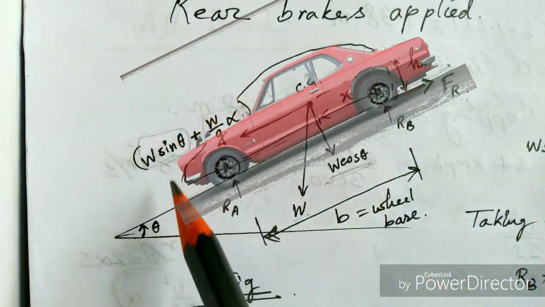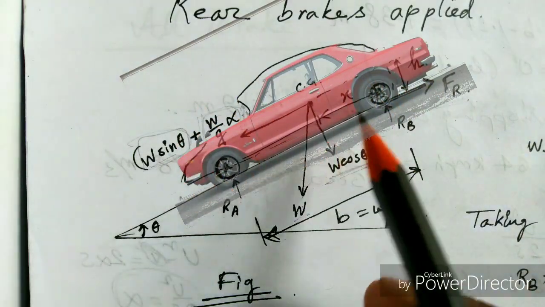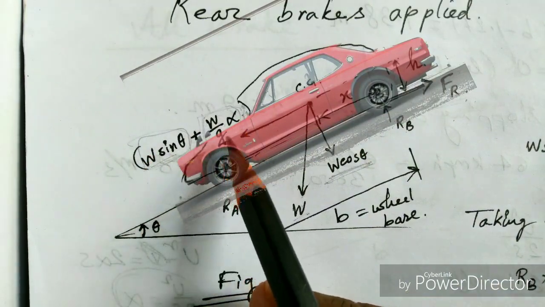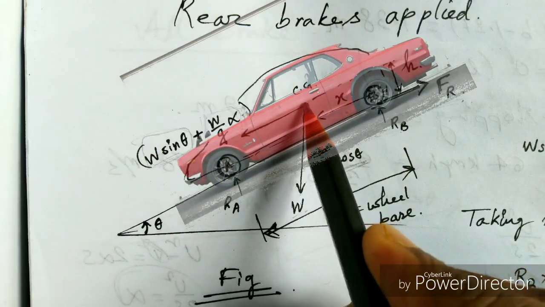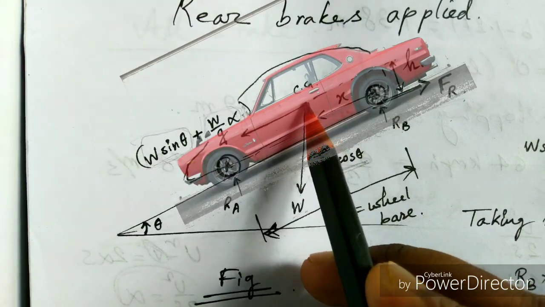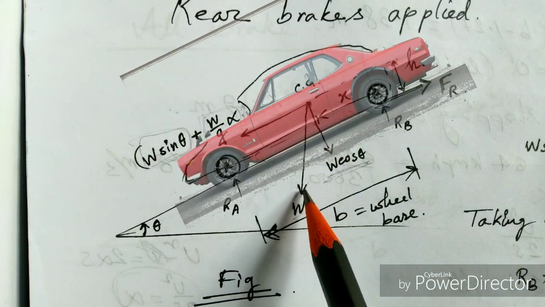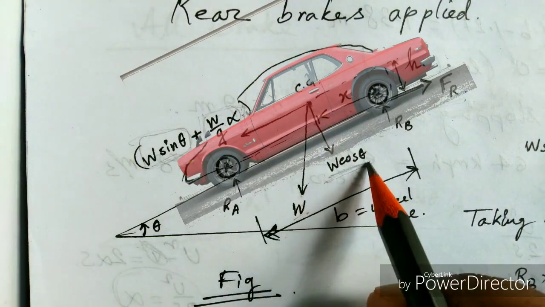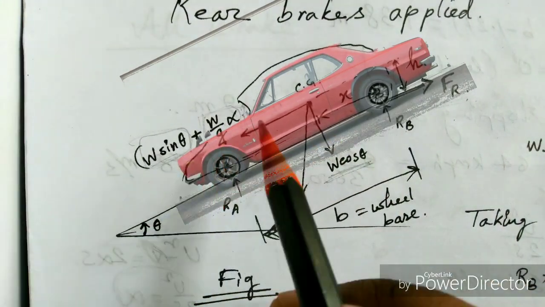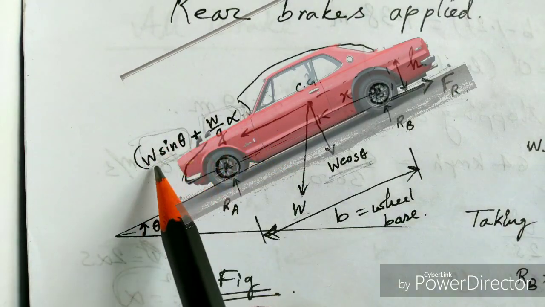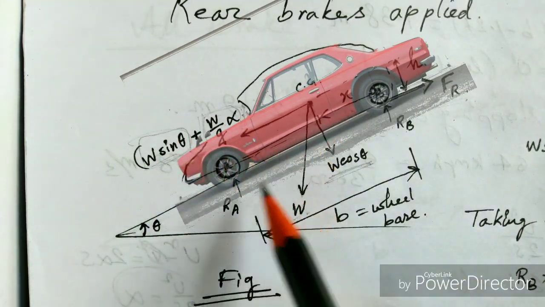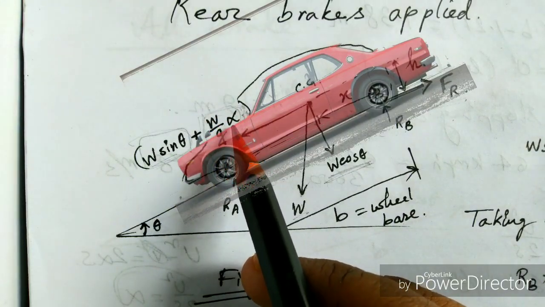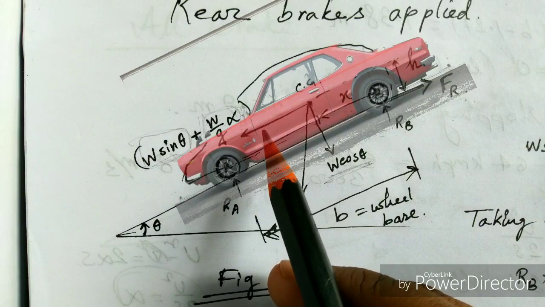Now at this moment the whole car is in equilibrium, which means that this Fr balances this force, that is W sin theta plus W by g into alpha. Now this is the center of gravity of the car, through which the whole weight of the vehicle acts vertically downwards. And there are two components of this W, one is W cos theta, another is W sin theta. Now this is the component of this W, and this is the inertia force, that is W by g into alpha, and alpha is the deceleration or the retardation of the vehicle.